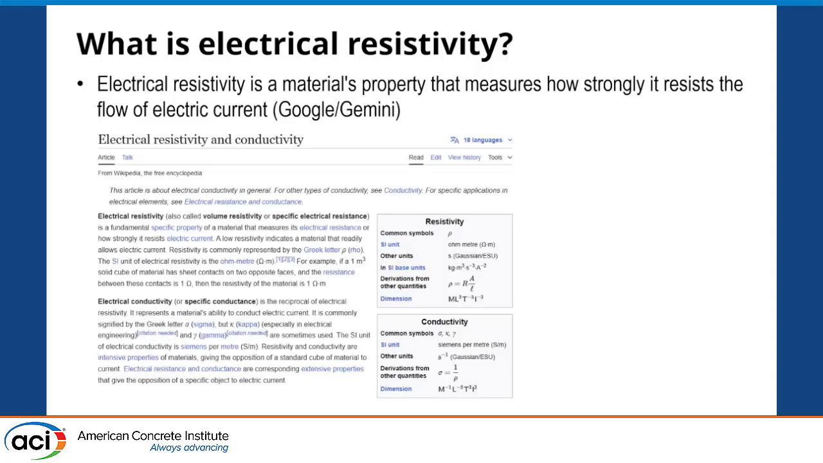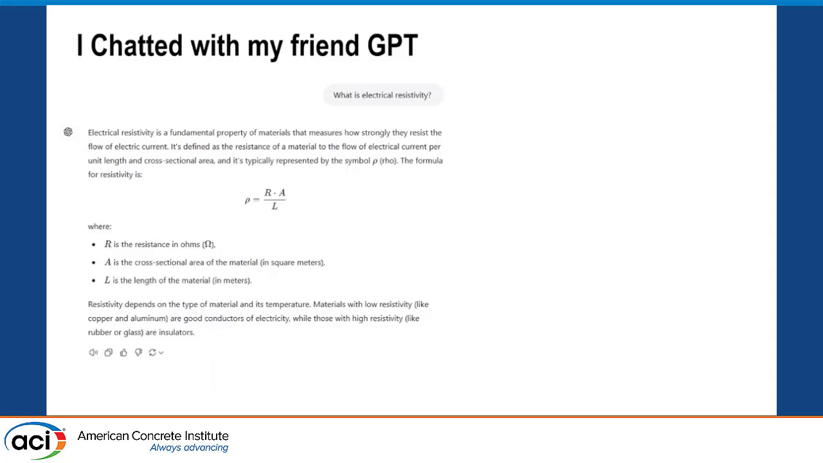Then I opened Wikipedia, and it gave me more or less the same thing. The advantage was that it gave me some equations and units and stuff like that. But when you read it, it gives you exactly the same thing. So I had a great idea. I thought I'm going to chat with my great friend GPT. And unfortunately, ChatGPT gave me the same thing.